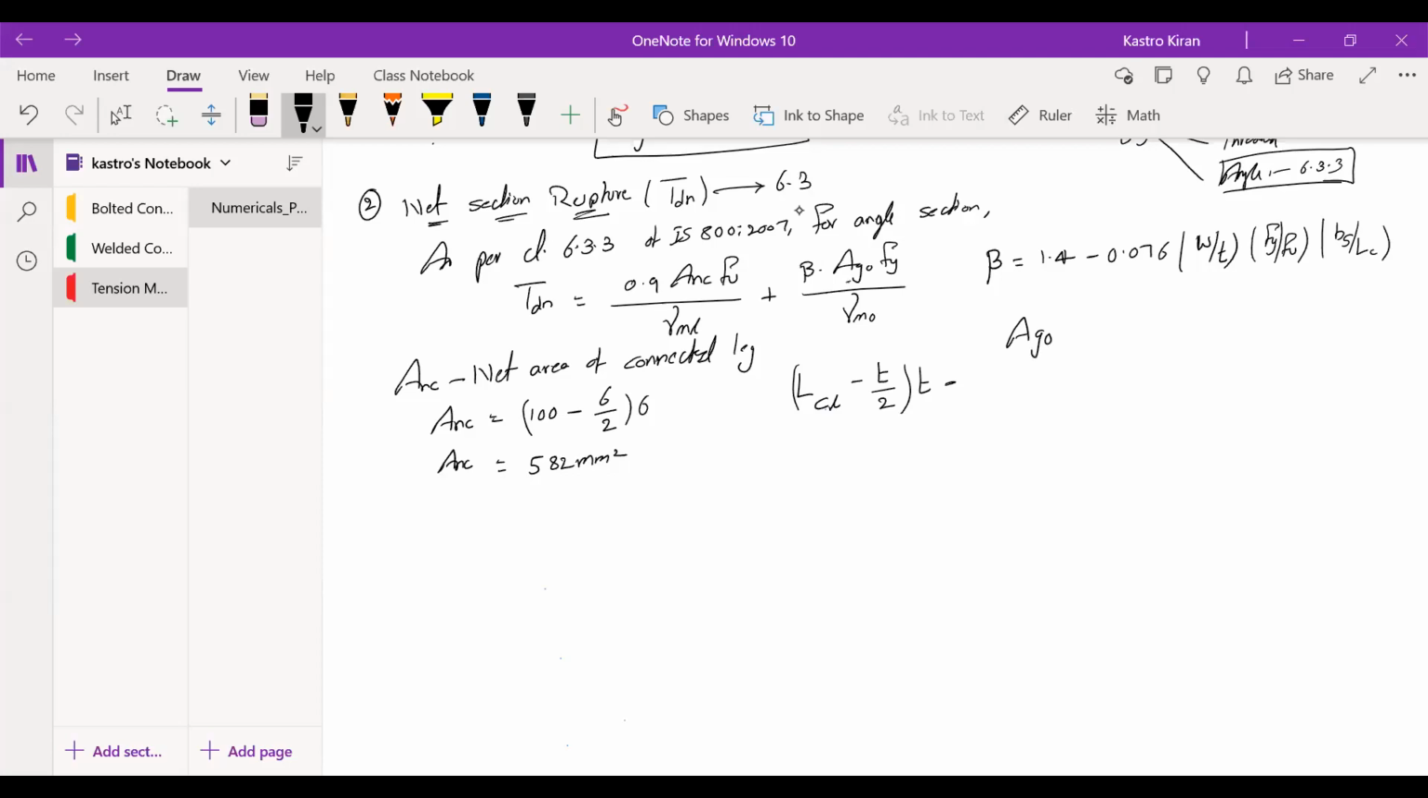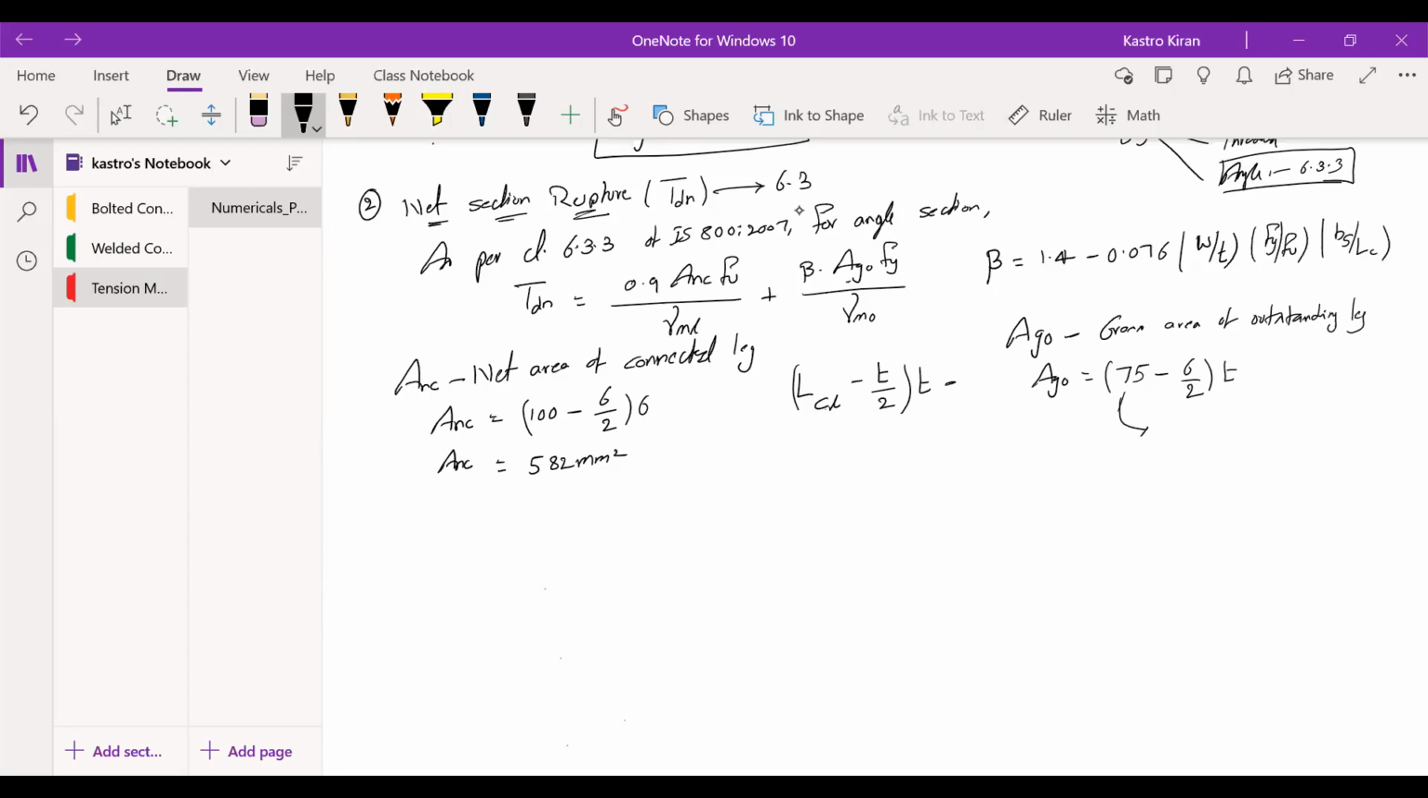Here you can see AG naught is defined as the gross area of the outstanding leg. So I have also said to find out the value of gross area of outstanding leg, which is width of outstanding leg, that is 75 mm, minus thickness divided by 2, times thickness.